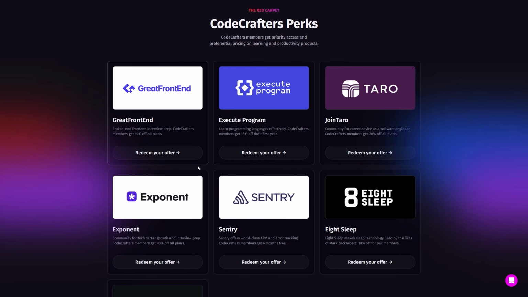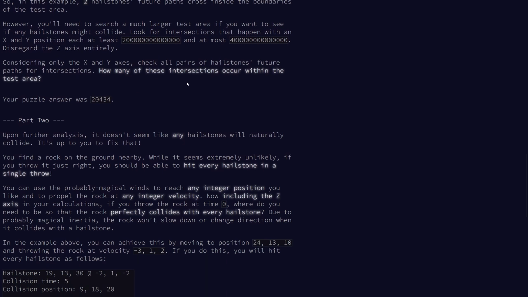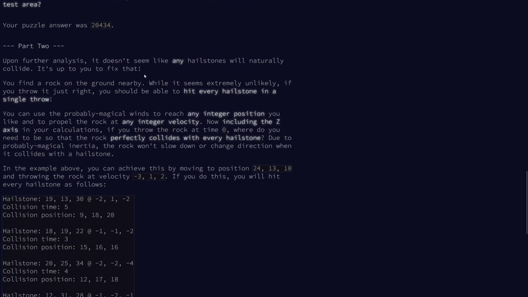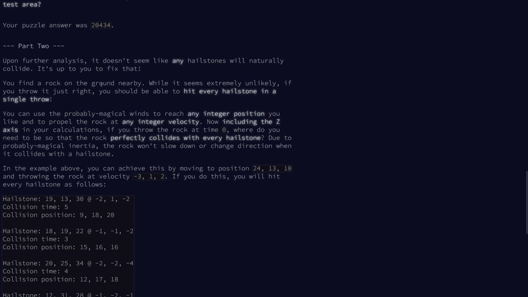Thank you very much, and with that said, let's move on to part 2. For part 2, this is a lot more complex. So it looks like none of the hailstones will actually collide, and so we need to fix that. We need to get rid of the hailstones ourselves. We find a rock, and although it seems unlikely, if you throw it just right, you should be able to hit every single hailstone in one throw.